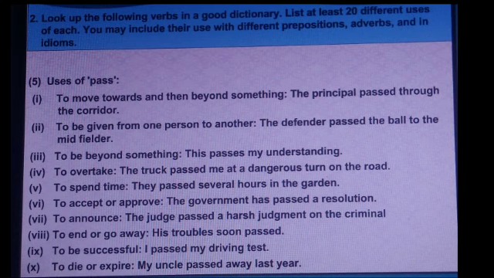In order to refer to a successful journey, or a successful thing, we can say pass, or to die or to expire, we can say pass. So pass is used in different forms. Here again are 10 examples in front of you related to the verb pass.